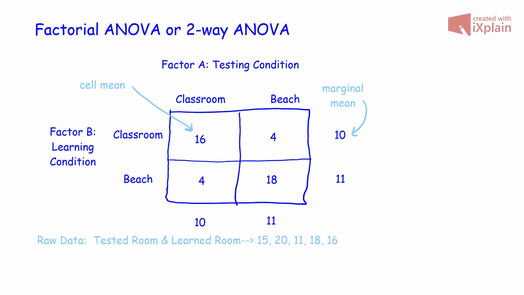Now, I'm going to show you the actual raw data so everything is clear here. There were, in this condition, 5 people. Each of these are their scores: 1, 2, 3, 4, 5. Those are the 5 scores of people who were tested in a classroom and learned in a classroom. So that's those 5 raw scores. If you average them, that's where that 16 comes from right there. And then, of course, we can do that for all the other cells. So these are the 5 scores for the people who were tested in a room but learned on the beach. So the average of these is going to be 4. And I can do that for the other 2 cells.